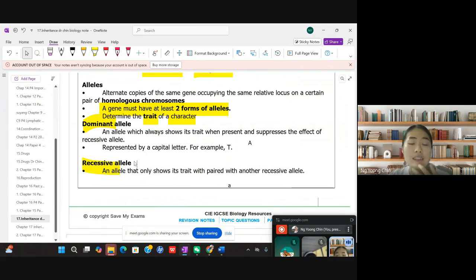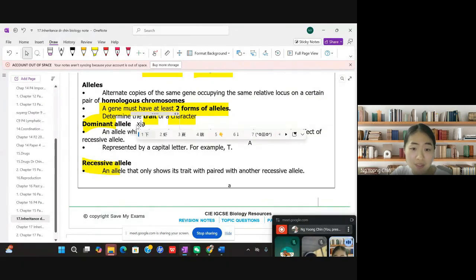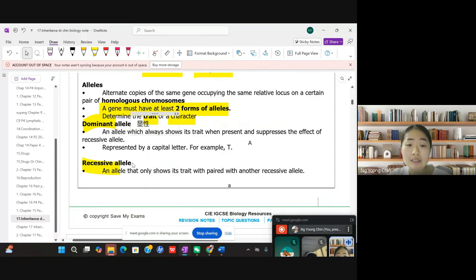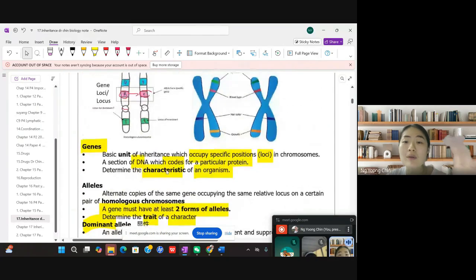So in Chinese, what do we call it? 显性基因, you know? Dominant alleles we call 显性. Always appear, okay? 显性. Recessive alleles are like invisible, okay? 隐性基因. So this is just a term, okay?